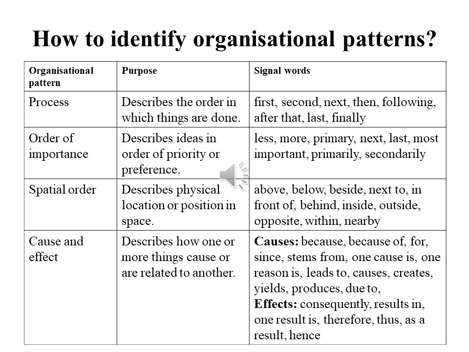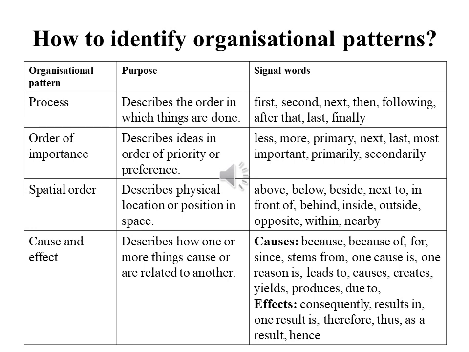Next organizational pattern is order of importance, and the purpose of this pattern is to describe ideas in order of priority or preference. Less, more, primary, next, last, etc. are common signal words that we can find in this pattern. Spatial order, this pattern describes physical location or position in space. Above, below, beside, next to, in front of, behind, etc. are common signal words that we find in this pattern.